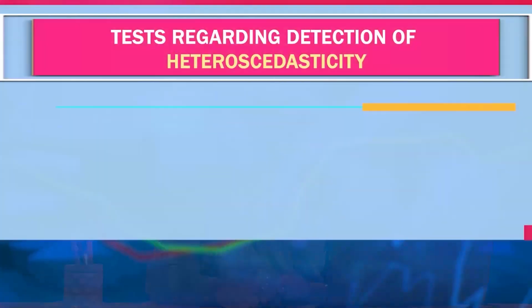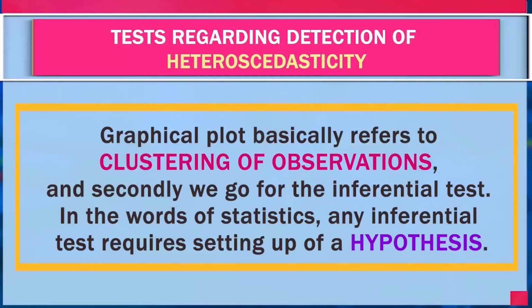So we look for the test for heteroscedasticity, and firstly we go for the graphical plot. Graphical plot basically refers to clustering of observations, and secondly we go for the inferential test. In statistics, any inferential test requires setting up a hypothesis. Hypothesis can be of two types. It can be a null hypothesis, where the problem is not existing, which is to nullify. And the second one is an alternative hypothesis, which calls for the existence of the problem.